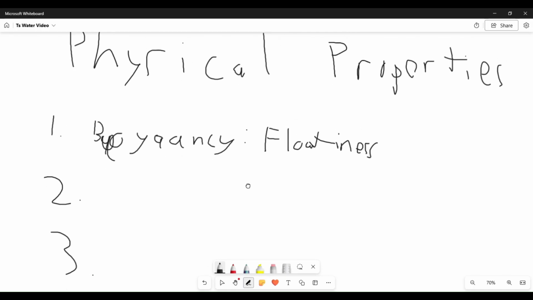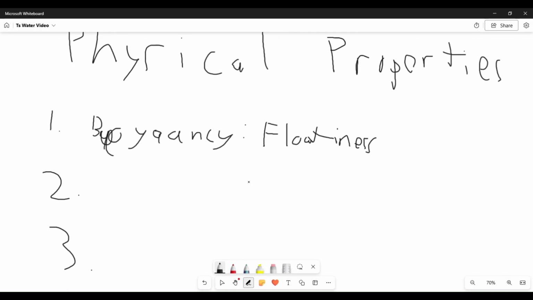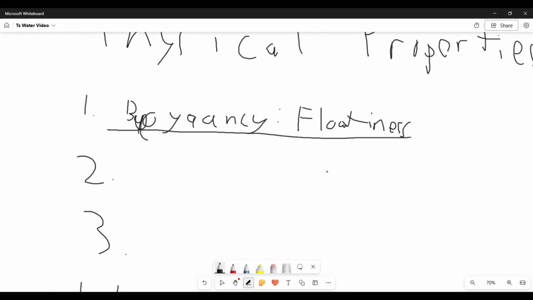However, let's say you have a cruise ship. That thing is a lot denser than water and yet it still floats. That is due to its buoyancy and its density.